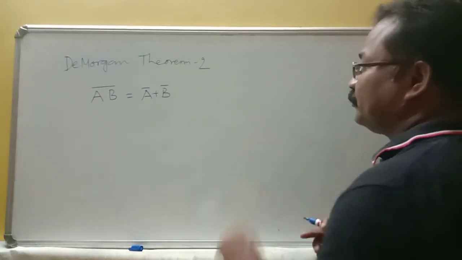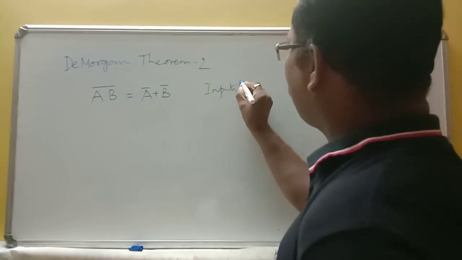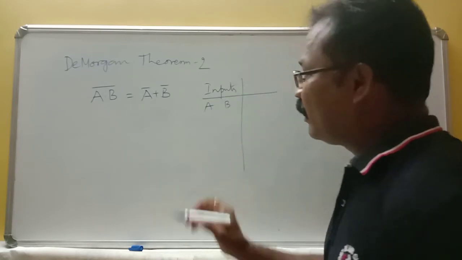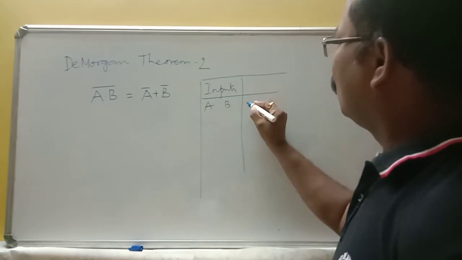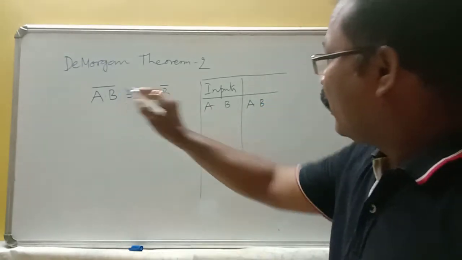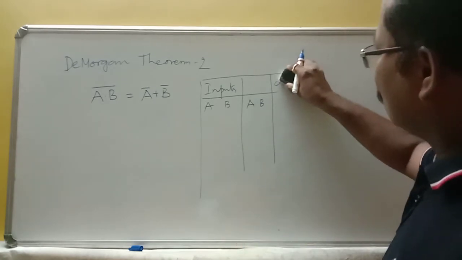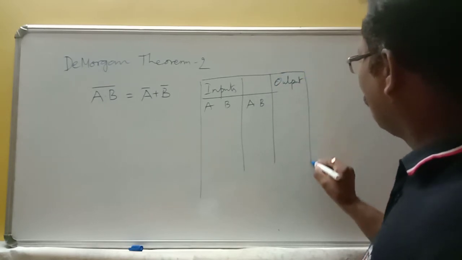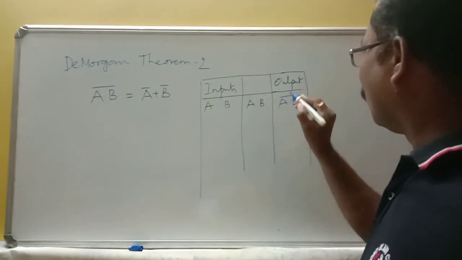Verify this expression. Here, A and B are the inputs, and the LHS output is AB whole bar.